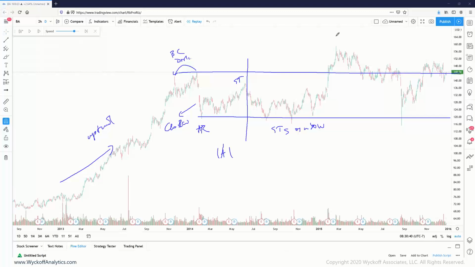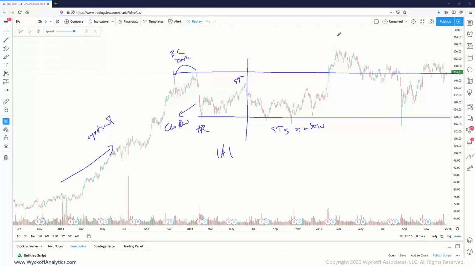B, where supply and demand are duking it out and trying to determine what the overall bias is going to be. Can supply be absorbed, the supply that's coming in? Can it be absorbed and allow demand then to establish another uptrend coming out of this? Or will supply eventually overcome the demand that's present and lead to a distribution? So that's where we are at this point.